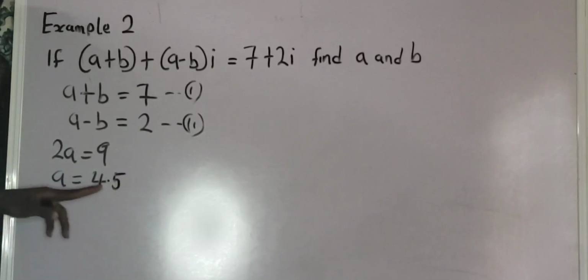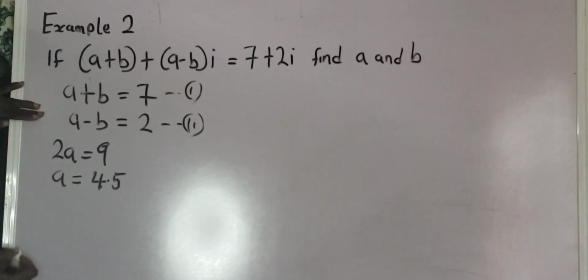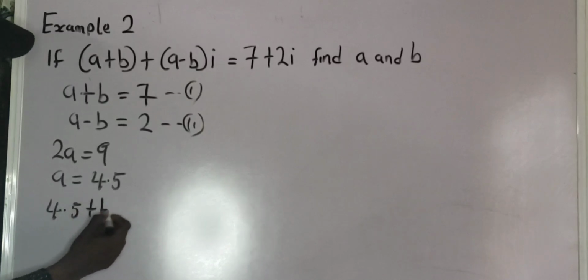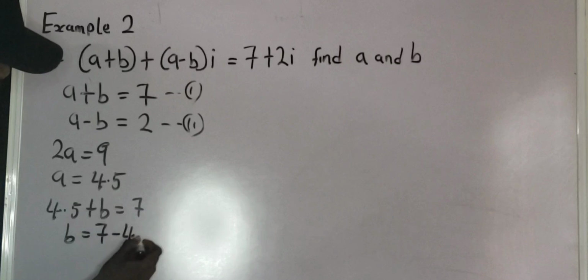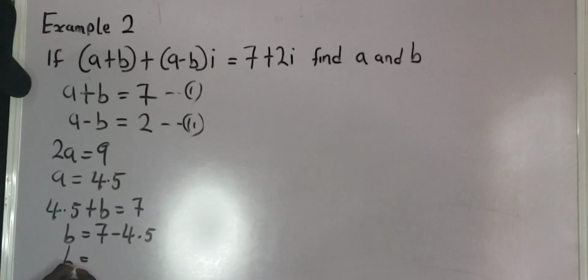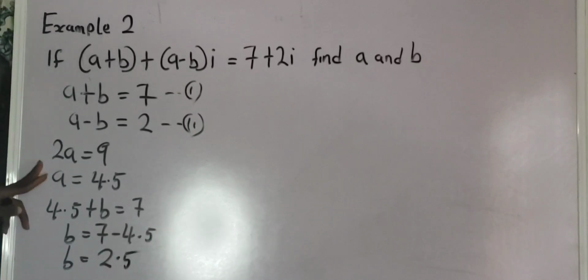So a is 4.5. In order to determine b, substitute a into any of these equations. We are going to have 4.5 plus b equals 7. So b equals 7 minus 4.5, so b equals 2.5. Do you understand? So a is 4.5 and b is 2.5. So that is the value of a and b.